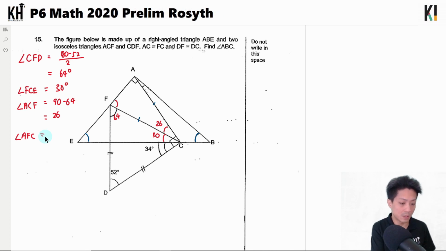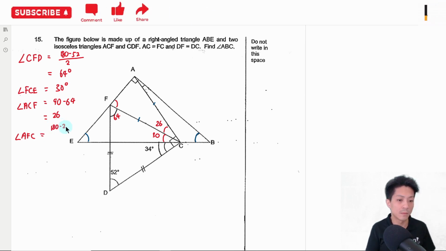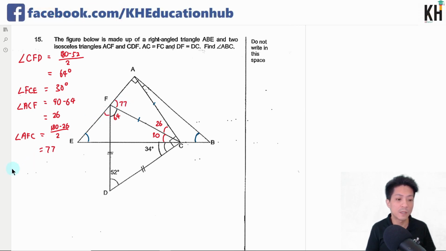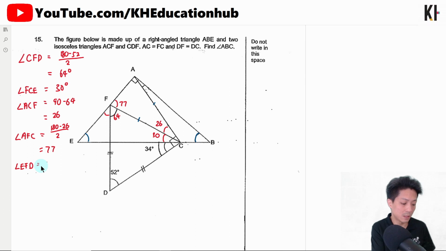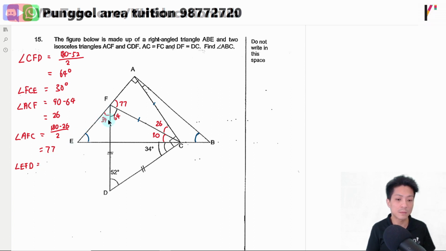Okay, that would be 180 minus 26 and divided by 2. Okay, so this is 77. I want to find what is this angle here. Angle EFD is 180 minus 77 minus 64, which is 39. Okay, I can find this angle here.